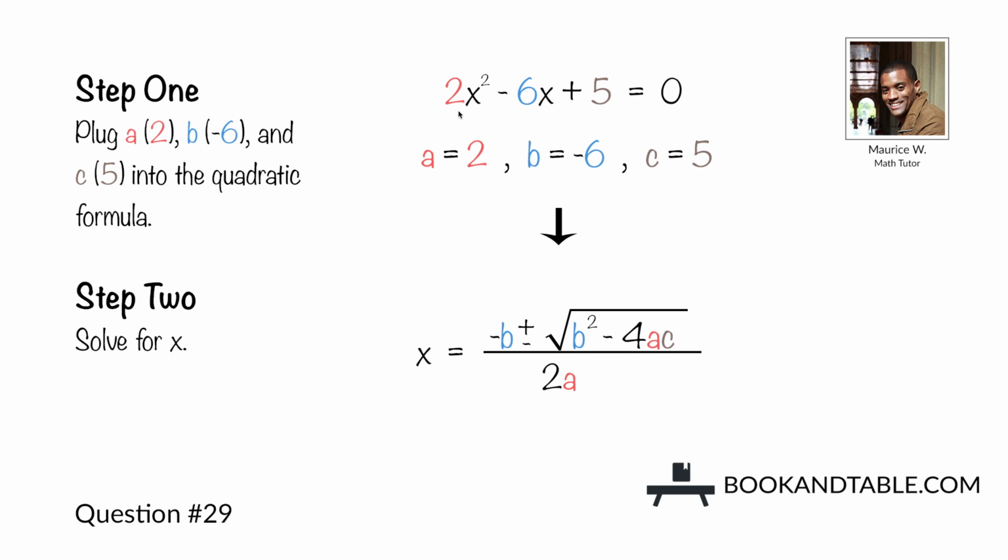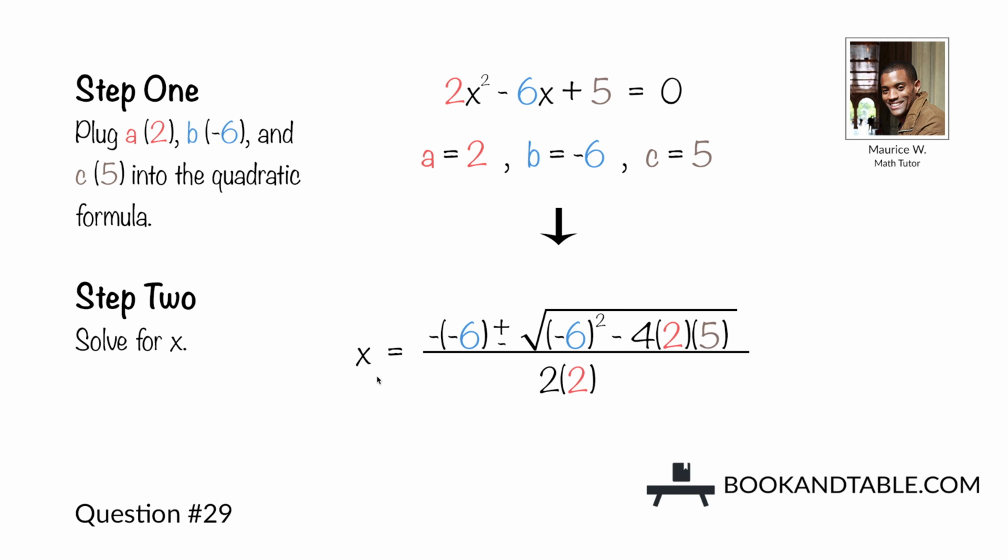So we have 2x squared minus 6x plus 5 is equal to 0. So the coefficient of x squared is 2, so that's our a. The coefficient of x is negative 6, so that's our b. And we have a constant of positive 5, so that is our c. And now we plug a, b, and c into the quadratic formula, and we get x is equal to negative 1 times negative 6 plus or minus the square root of negative 6 squared minus 4 times 2 times 5, divided by 2 times 2.